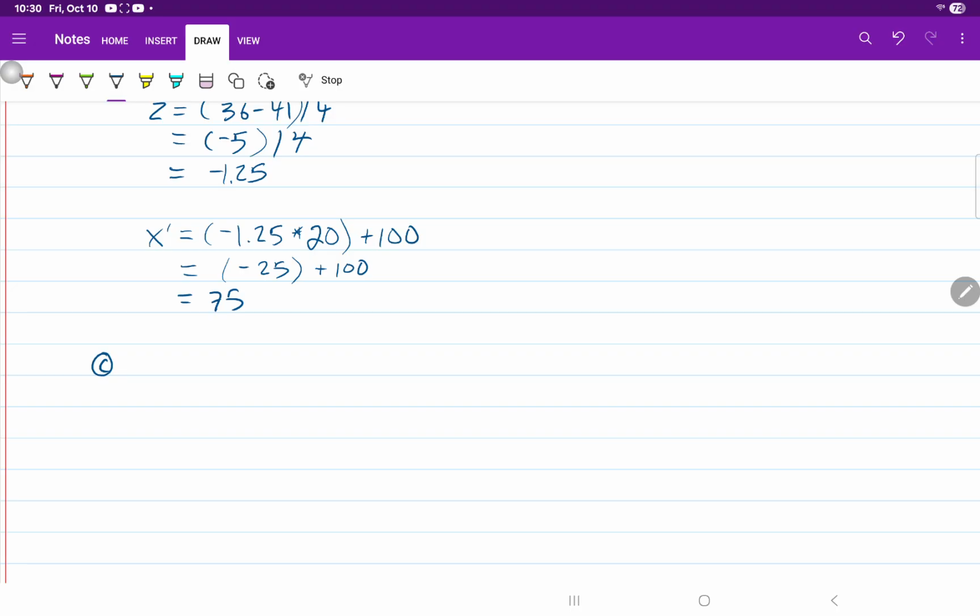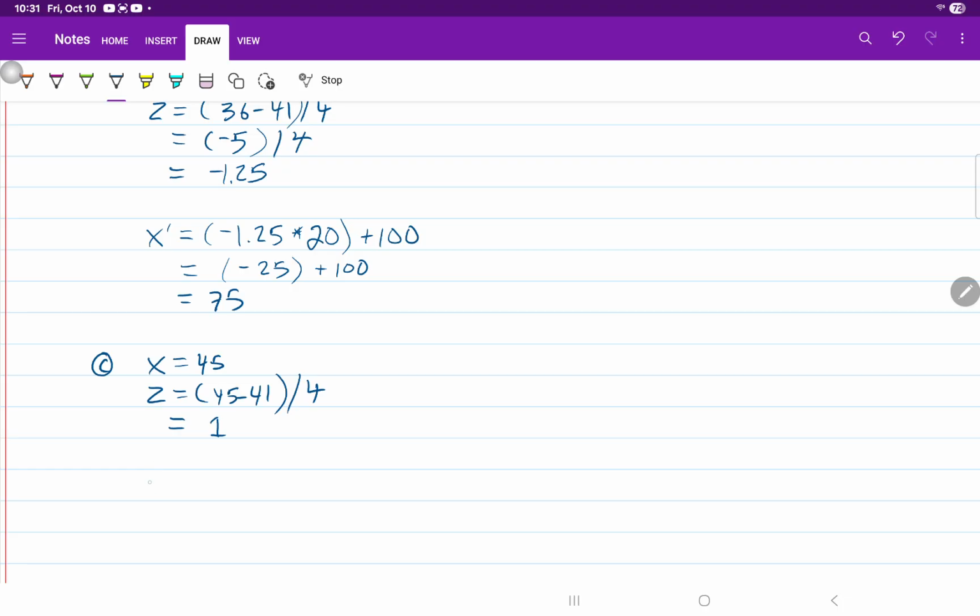The next one is C, and in this case the raw score was 45. So again, we need to compute that z-score because the z-score contains all the information you need about the relative position of a score to the mean, which enables us to rescale that raw score. So z in this case is going to equal 45 minus 41, our original mean, divided by our original standard deviation of 4. And that gives us a z-score equal to 1.